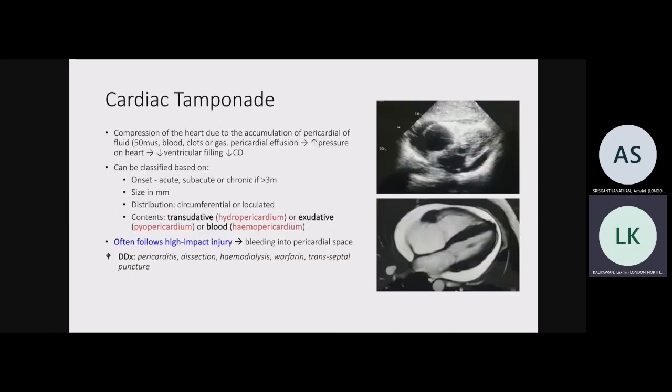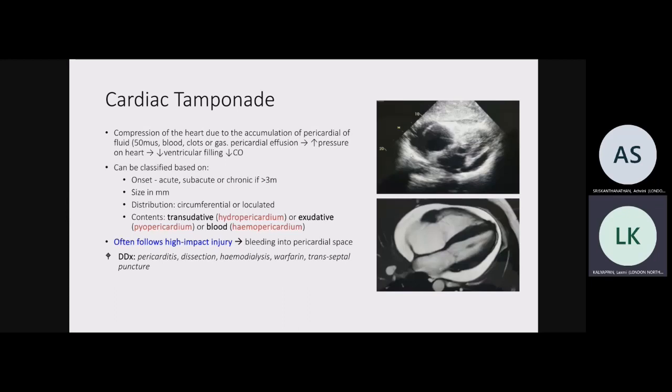Essentially, tamponade is when the heart gets compressed because the pericardial sac gets filled with either fluid, blood, or even clots or gas. And this essentially increases the pressure on the heart, which means it can't relax and fill the ventricles properly, and you end up getting quite a poor cardiac output.